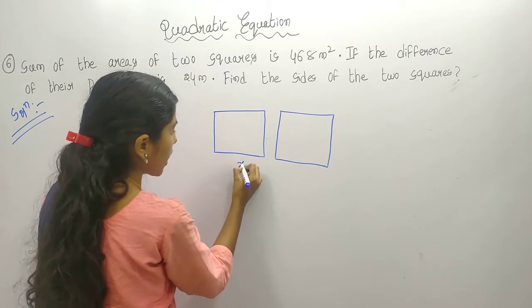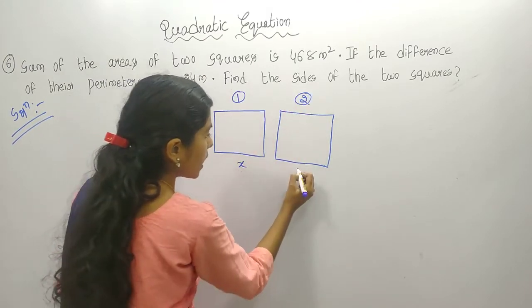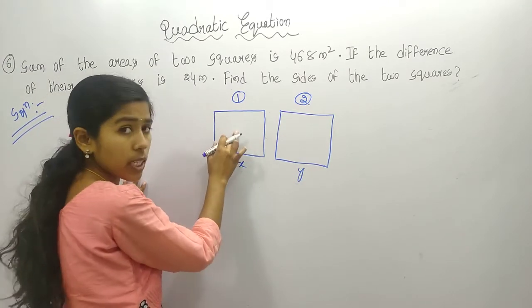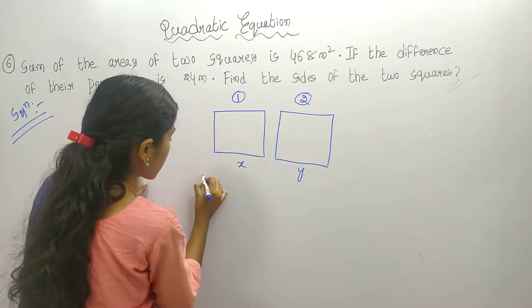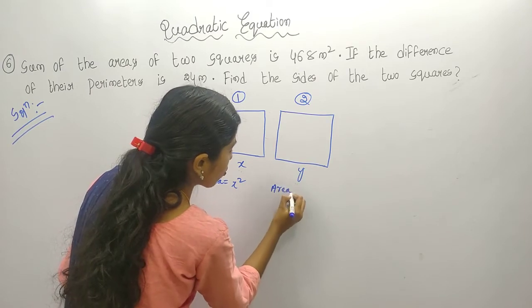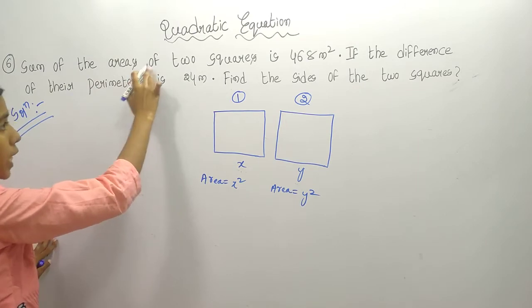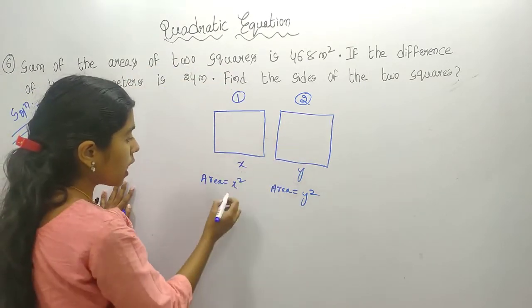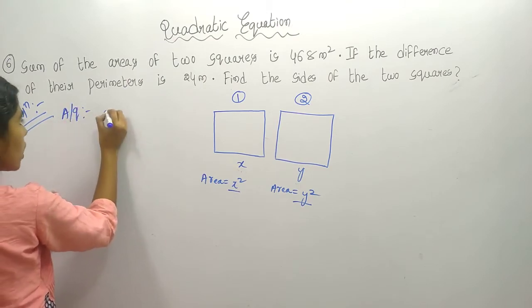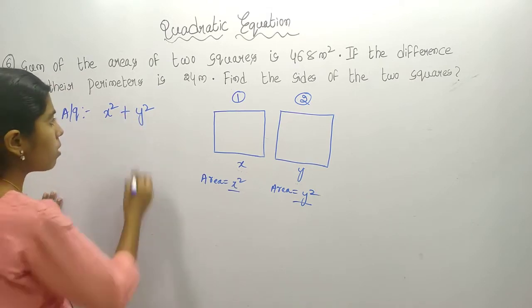So let us take its side as x. The second square's side is y. So the area of this square is x square, and the area of this square is y square. What is given? The sum of the areas of the two squares. Their areas are x square and y square. Sum means you have to add. Equals to how much?